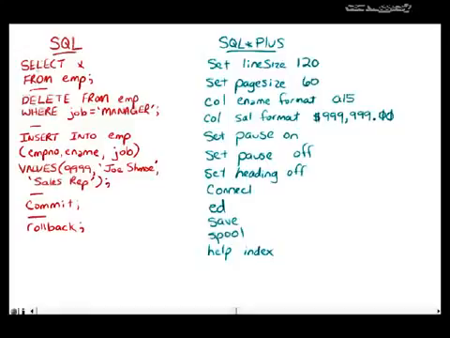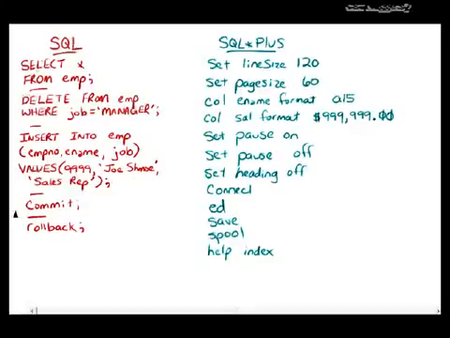So what you're seeing on the left-hand side here in red are examples of SQL statements. Select star from emp would grab all of the rows in our emp table. Our second example, delete from emp where job equals manager, would delete every row in our table where the job is equal to manager. We also have examples of insert statements. Here we're just inserting a row: Joe Schmo, his employee number is 9999 and he's a sales rep.